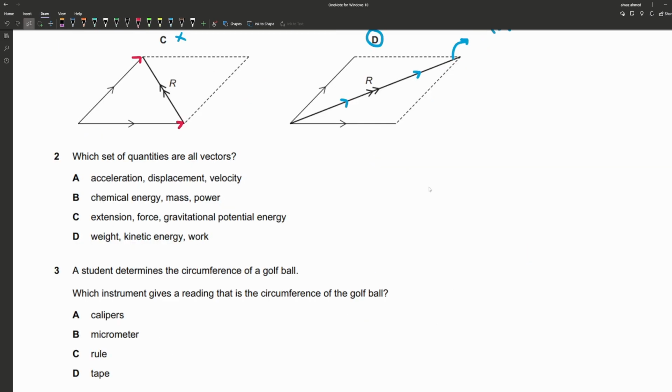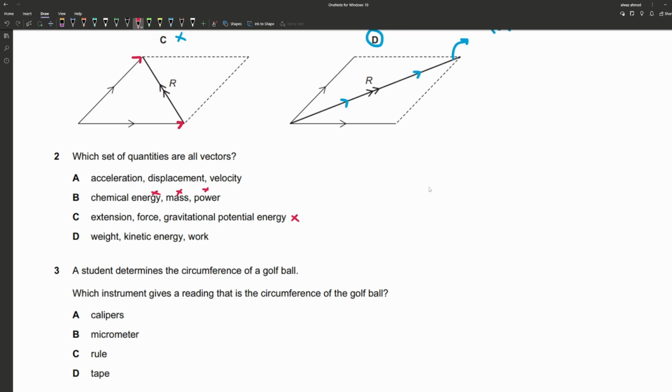Okay, so moving on, question 2 says, which set of quantities are all vectors? A, acceleration, displacement, velocity. From the looks of it, this option looks correct. Let's go on and look at the other options. B, chemical energy, mass and power. So we know that mass, chemical energy and power, none of these is a vector quantity. C, extension, force, gravitational potential energy. Energy is not a vector, so this is also incorrect.